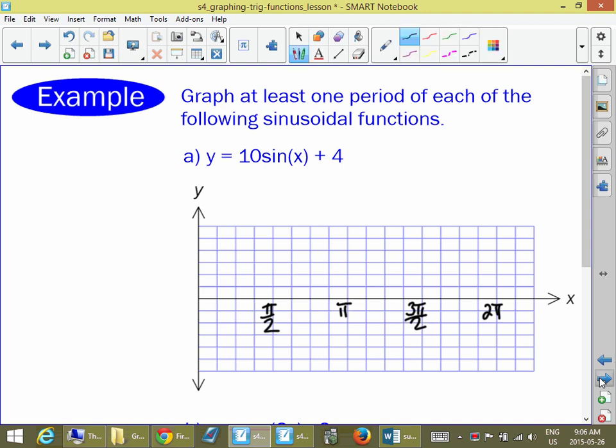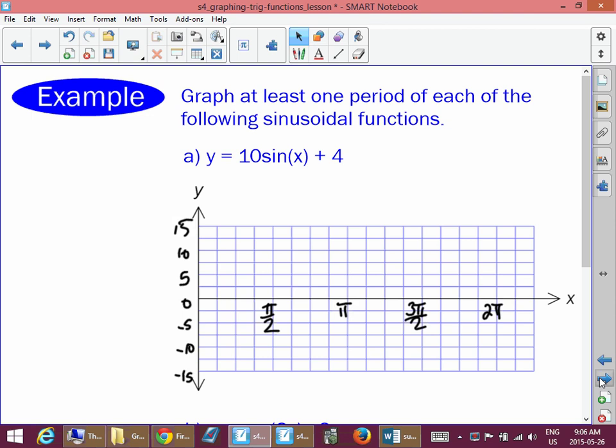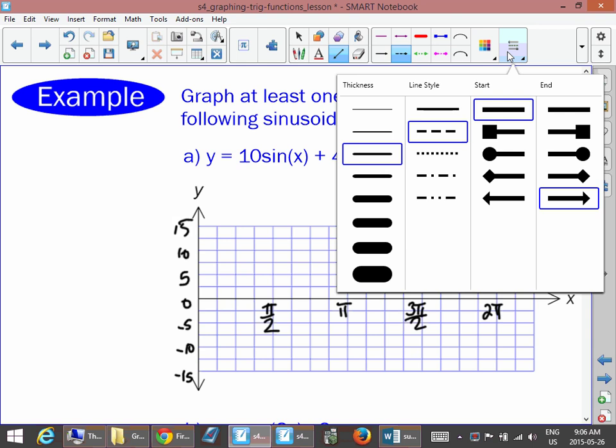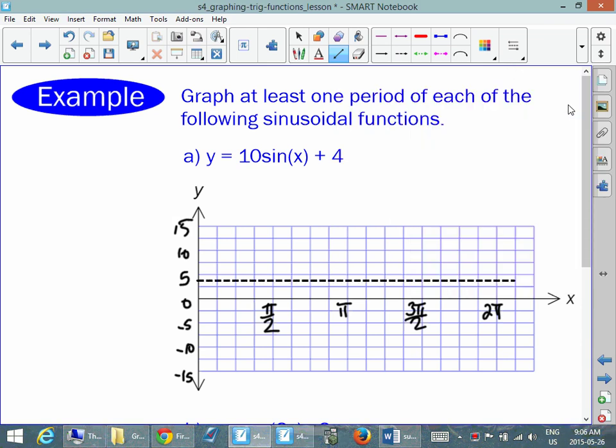I'm going to have to go to at least, okay, here's what we're going to do. We're going to go 5, 10, 15, negative 5, negative 10, negative 15. There we go. The vertical middle is 4 based on the D value. So what I'm going to do here is find out where 4 lives, approximately right here. Okay? And I'm going to put a point here.